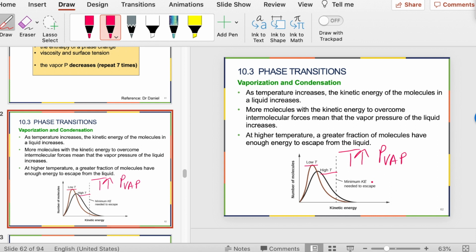And you've seen this if you've washed your car on a hot day, the pavement doesn't stay wet very long. The water all evaporates. On a cold day, the water stays a whole lot longer because of that difference in vapor pressure.